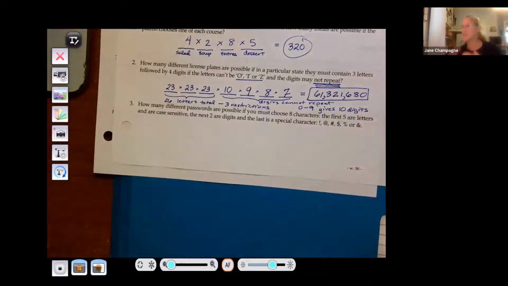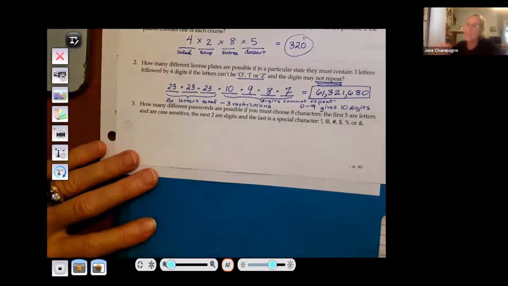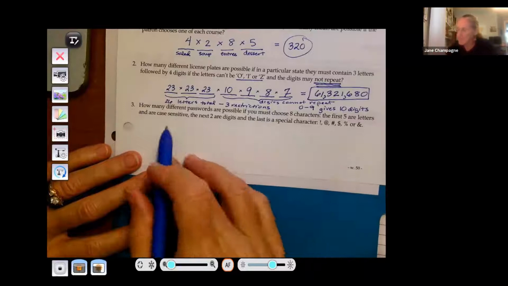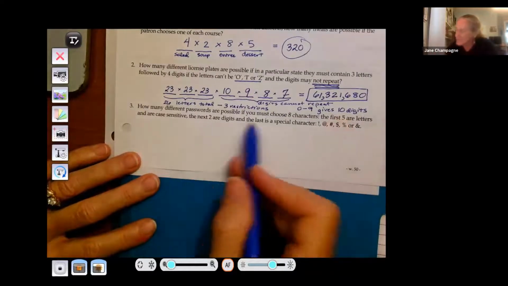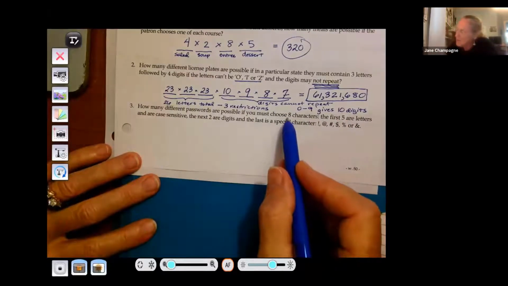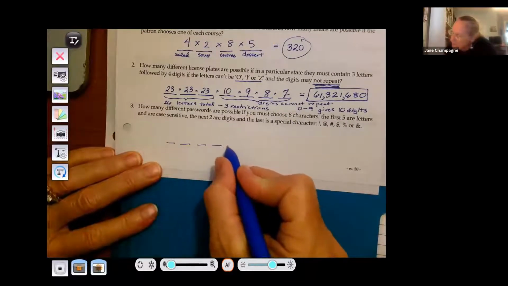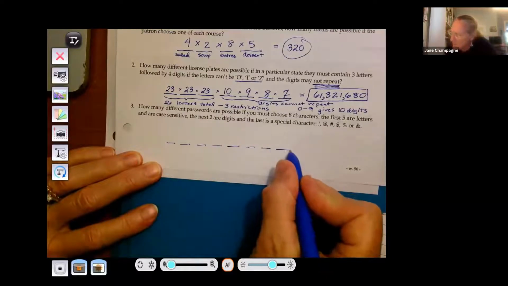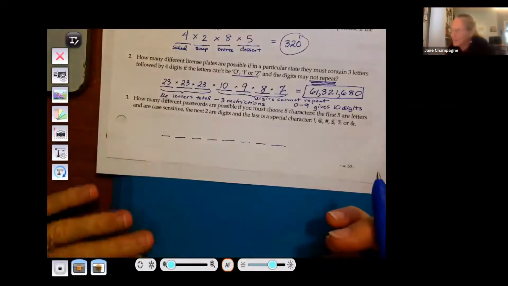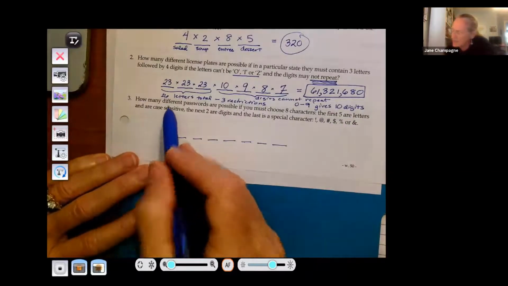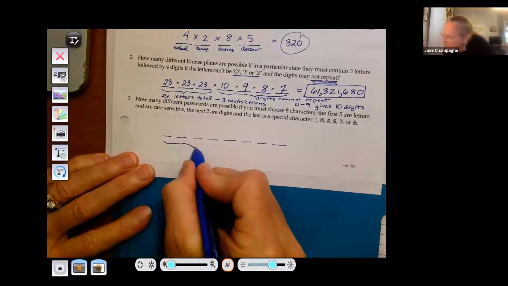And that's because there's so many more options when you include capital versus lowercase, and when you include symbols. So that makes it more secure. So this is asking, well, how many are there under these conditions? So again, we've got 8 characters. So 1, 2, 3, 4, 5, 6, 7, 8. Typical length of a password, right? 8 characters. The first 5 are letters and are case sensitive. All right, 1, 2, 3, 4, 5.